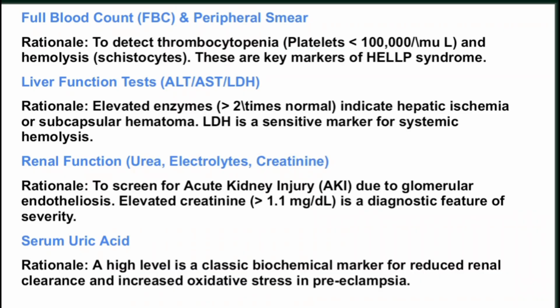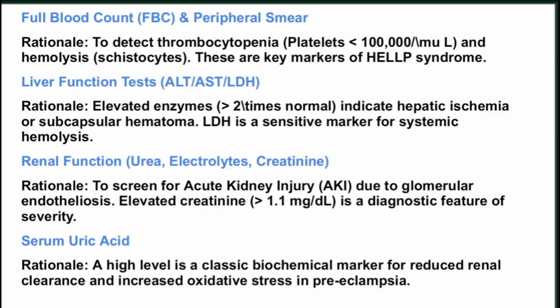When we do investigations, we need to order laboratory tests and also do our imaging. For laboratory investigations, we need to do a full blood count and a peripheral smear to detect any thrombocytopenia, so platelet counts less than 100, and hemolysis. We're going to see schistocytes on the smear, and these are key markers of HELLP syndrome.